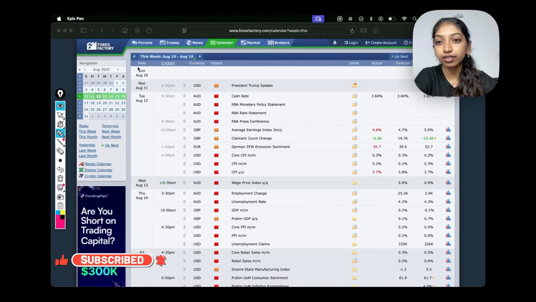Next we have the date. This is the day and the date. So the day is Sunday and the date is August 10th. The day Monday and the date is August 11th. The same goes for every single day. So that's the date column.